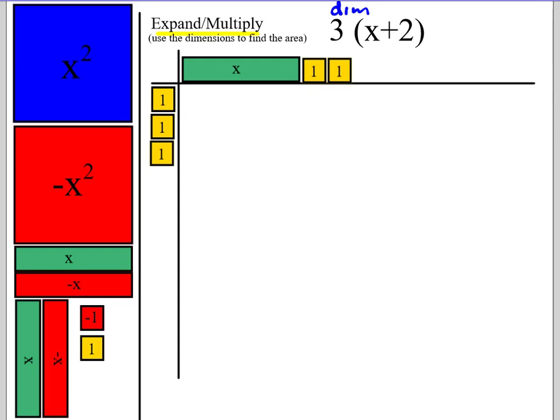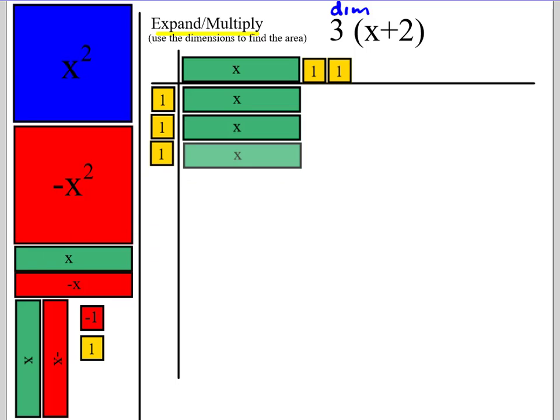Okay, so we're multiplying these two things together. They're both dimensions. I've set up 3 down the left side and x plus 2 across the top. And now what's nice about these is you can see pretty easily what would fill this box underneath here when we multiply a 1 and an x together. Well, the only thing that fits is an x. Okay, and then we can see, hey, there's actually 3 of those that have to go in there.